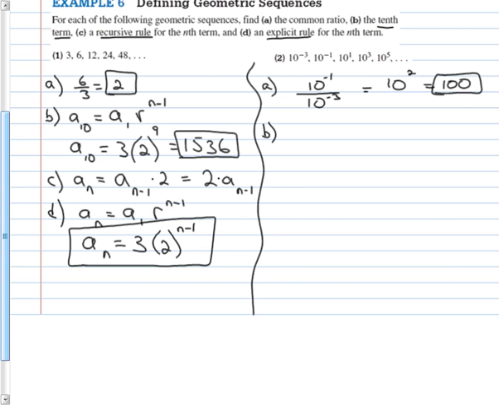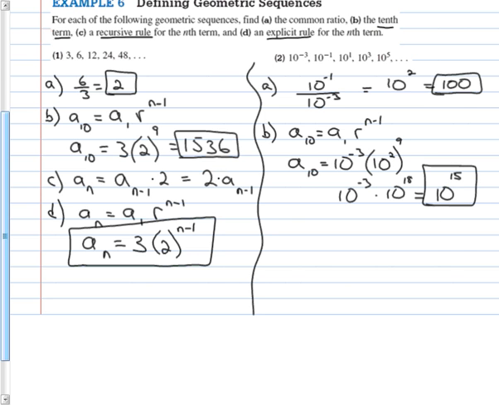Part B, they want us to figure out the 10th term. So, in order to get the 10th term, I need to take the first term times the common ratio to the n minus 1 power. My first term is 10 to the -3rd. My common ratio is 100. I'm going to call it 10 squared, raised to the 9th power, since it's the 10th term, right? So that's 10 to the -3rd times 10 to the 18th, which is 10 to the 15th. And we're not going to write out that number. 10 to the 15th.